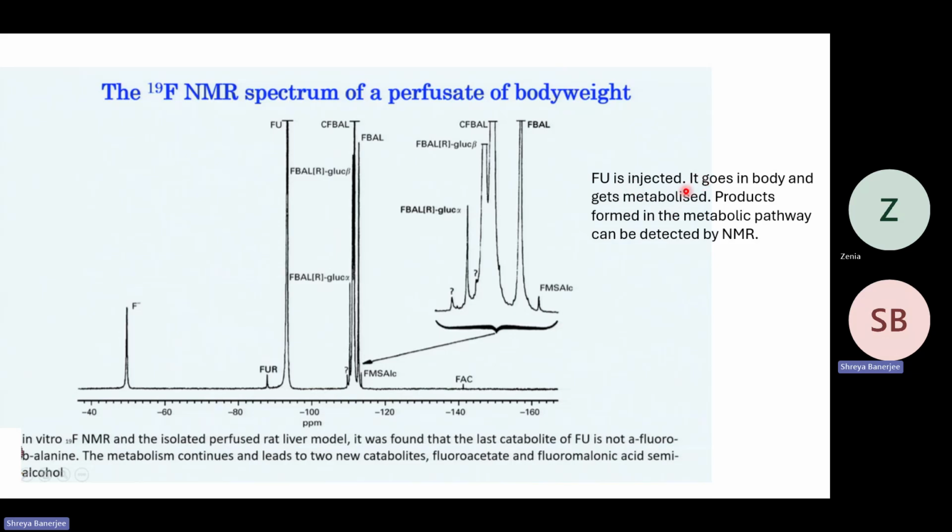This fluorouracil is injected, it goes into the body and gets metabolized. There are different products formed in the metabolic pathway that can be detected by NMR. These have been labeled here and these can all be used. This is from a perfusate of body weight, so it's in vitro, and these can all be used to understand the metabolic pathway of the drug.